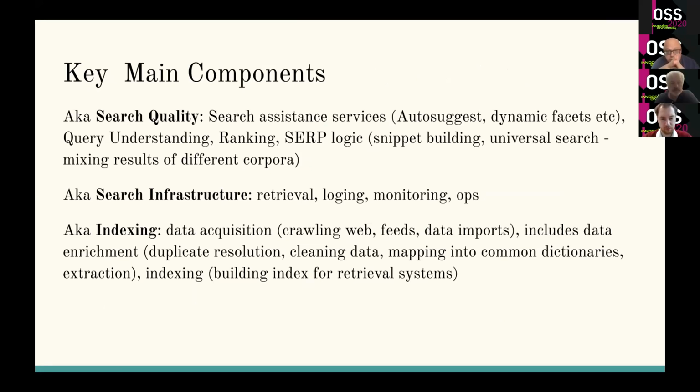Search infrastructure is more like everything which is responsible for running the system. It's retrieval, indexing, logging, monitoring, ops. Other than indexing, which I don't include here, it's more like retrieving results and everything related. And indexing is everything about how to get data and make it available for search. It typically includes, besides just getting data, a lot of cleaning data, mapping into common dictionaries to make it available for search, extraction of data from it, and duplicate resolution. Assume you have a search about businesses or about products, and you acquire data from thousands of different providers and crawl from the web. How do you resolve that this particular web page talks about the same item as this particular one from the feed? All this duplicate resolution and indexing is also called indexing.